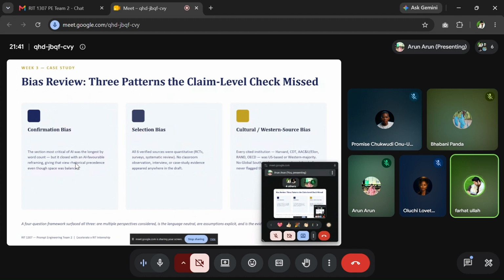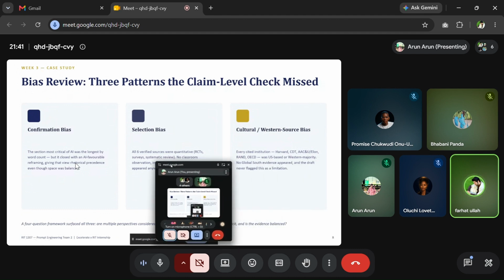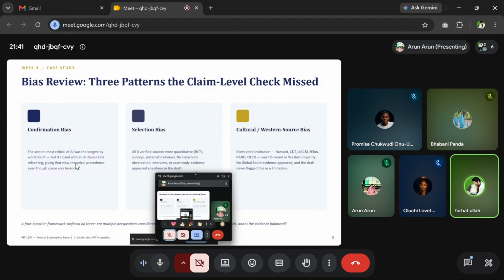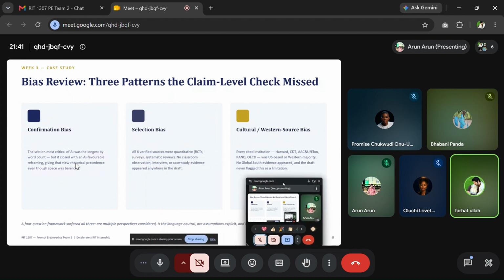Second, selection bias. All six sources we checked were number-based studies, surveys, and research trials. No real classroom stories or interviews were included. Third, cultural bias. Every source used came from the US or Western countries. So no information from the global South was included, and this gap was never mentioned.